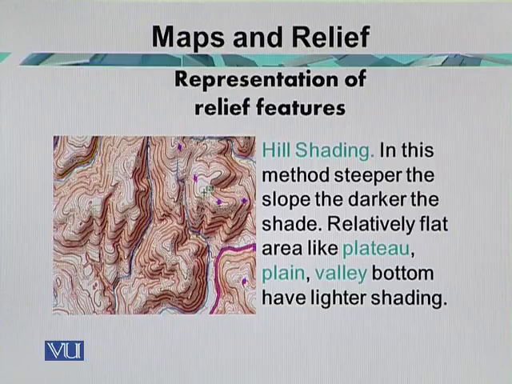In representation of the relief feature, another important method for the height or lowland of the area is called hill shading. In this method, the steeper the slope, the darker the shade. Relatively flat areas like plateaus, plains, and valley bottoms have lighter shading. The darker area, which is dark brown, shows the steepness or height of the place, whereas the lighter shade shows the lowland or valley bottom of the region.